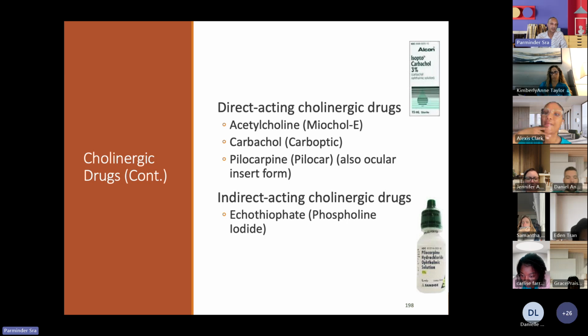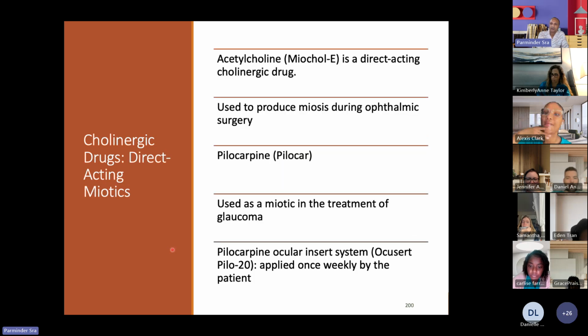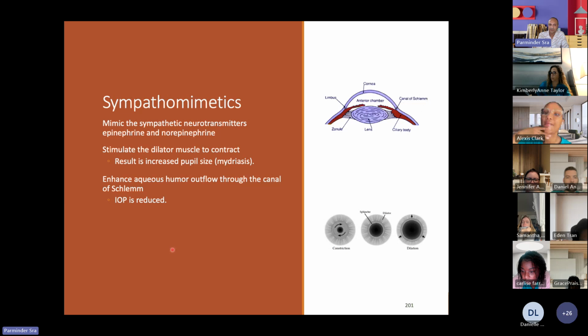And as far as side effects, they're more localized, slight itching, burning, redness of the eye in some cases, not that common though. You don't have to worry much about it.